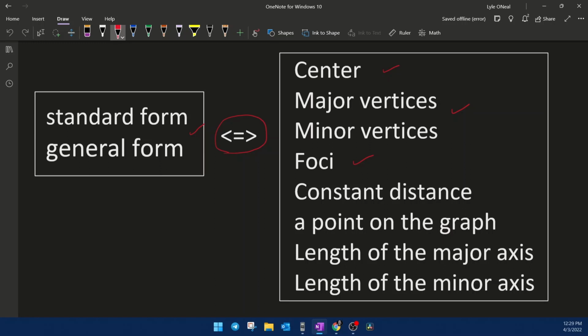Likewise, you may be given the center, the vertices, the foci, the constant distance, a point on the graph, or the length of the major or minor axis, and it would require a combination of these in order to find the equation of the ellipse. So for example, you can't just be given the center and expect to find the equation of the ellipse. You have to be given enough information so that you can find the key variables, which are H and K and A and B, in order for you to establish the equation of the ellipse.